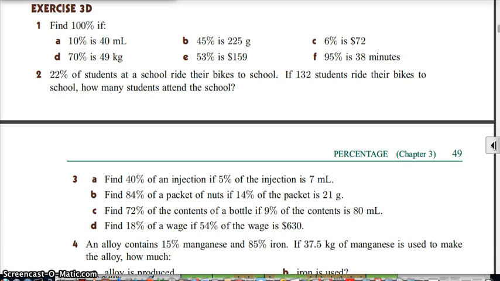Okay, so what you're doing with these questions is you're trying to find what 1% would be worth. You've got to find the total of maybe 1%. And if you can find the total of 1%, then you can find the rest of any total.